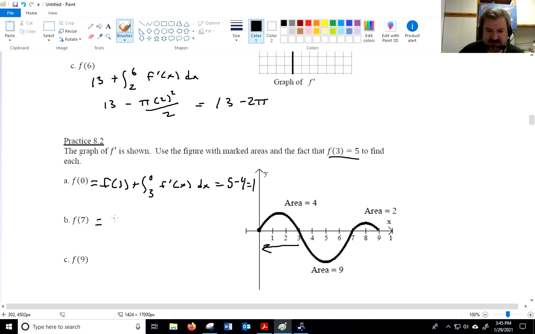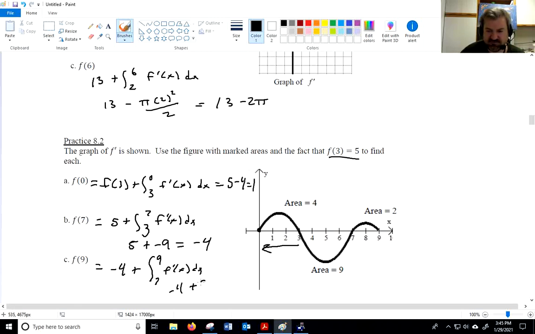F of 7, well, that's going to be f of 3 plus the integral from 3 to 7 of f prime of x dx. Well, that's going to be 5. The integral from 3 to 7 is a negative 9, giving me a negative 4. All right, then f of 9 is going to be equal to f of 7, which is negative 4, plus the integral from 7 to 9 of f prime of x dx. So negative 4 plus 2, because it's above the x-axis. So negative 4 plus 2 is a negative 2.